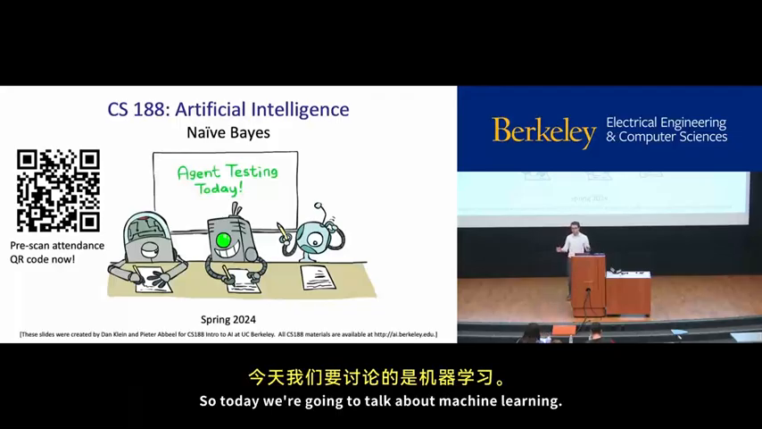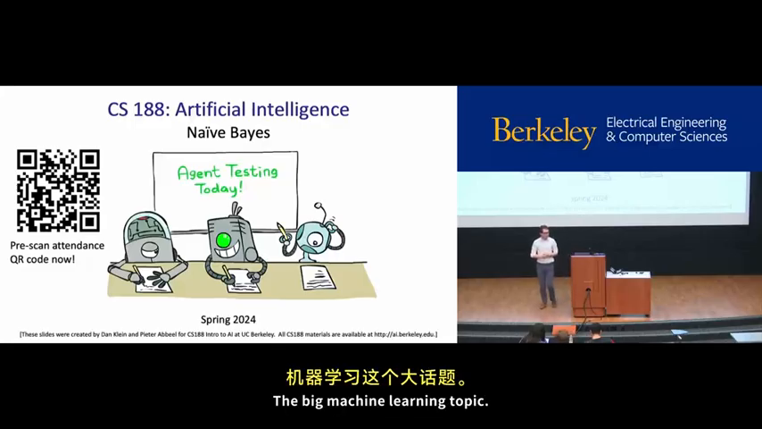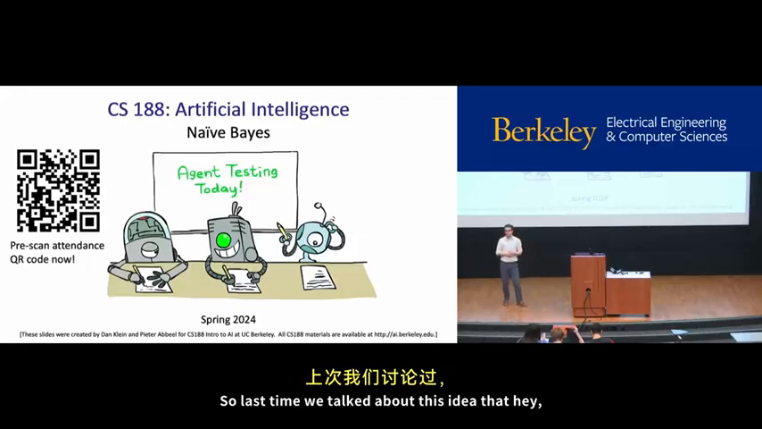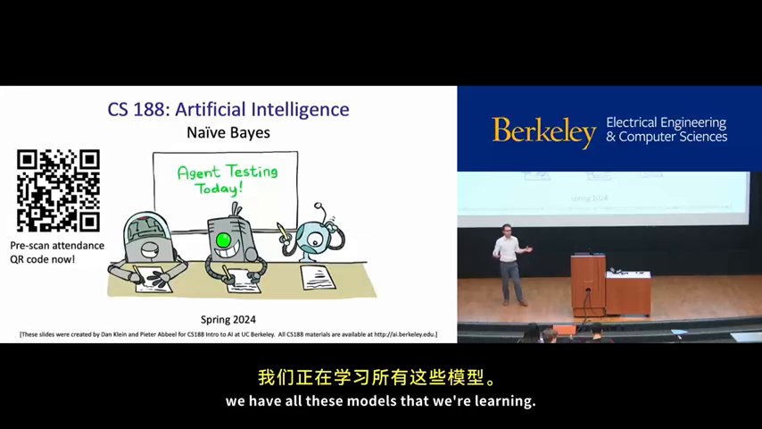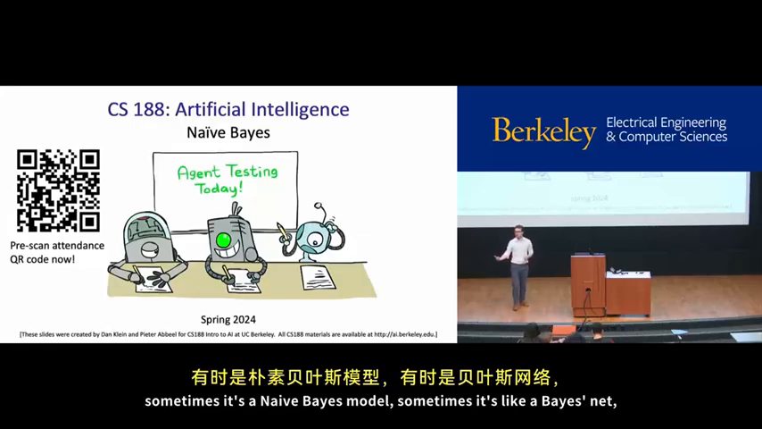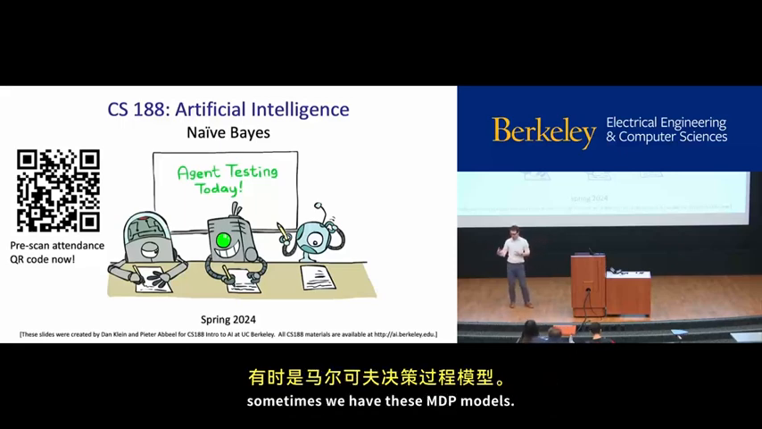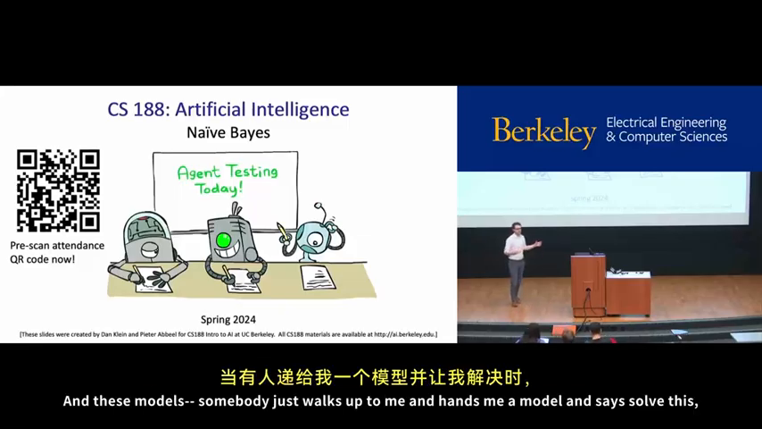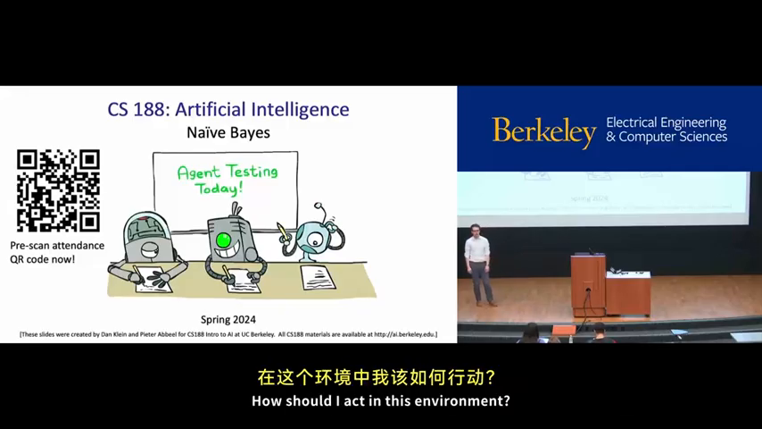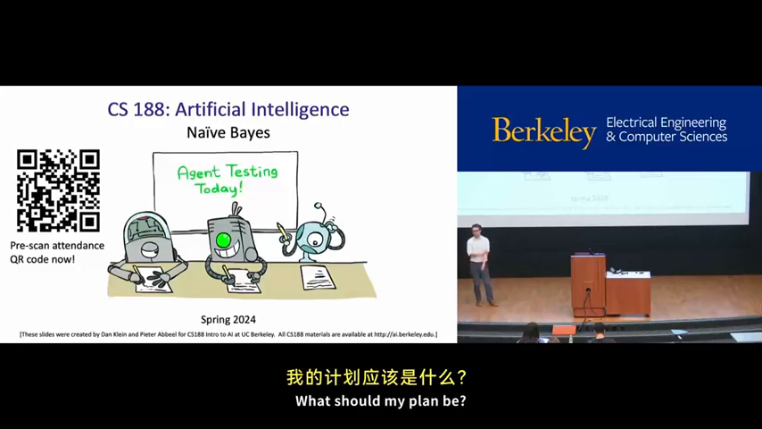But yeah, so today we're going to talk about machine learning. Ooh, exciting! The big machine learning topic. So last time we talked about this idea that we have all these models that we're learning. Sometimes it's a naive Bayes model. Sometimes it's a Bayes net. Sometimes we have these MDP models. Somebody just walks up to me and hands me a model and says, solve this. What should I do? How should I act in this environment? What should my plan be?